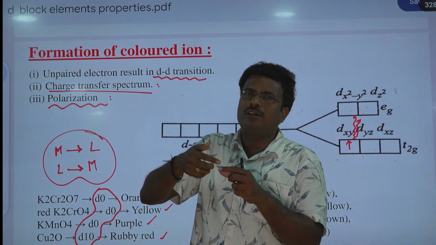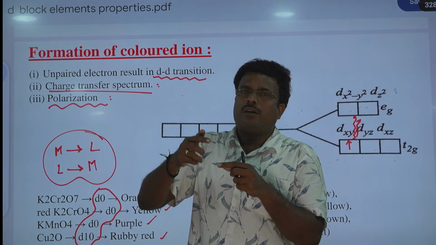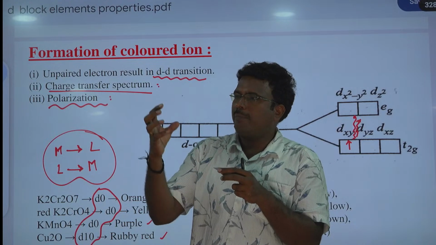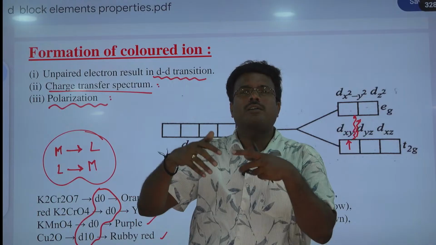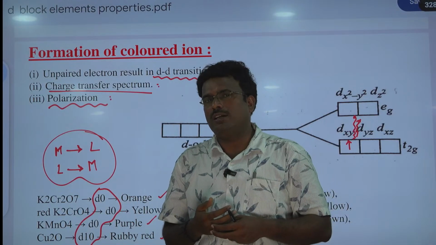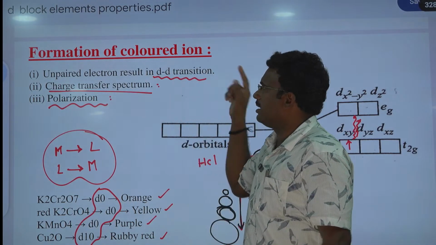The electrons are to rotate. What will happen to the electron? Energy will be absorbed, then transmitted. That's why ions show the colors. That is called the d-d transition.